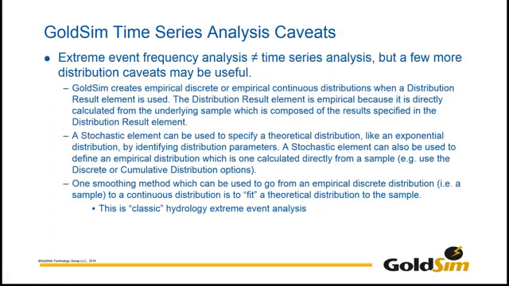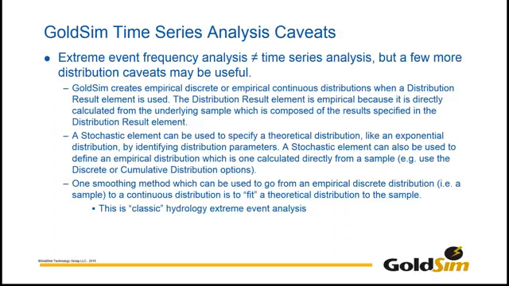When GoldSim uses the distribution result element, it is empirical, and I think that's important for thinking about extreme event frequency. With an extreme event analysis, you would usually want to fit a theoretical distribution to a sample. GoldSim isn't fitting a theoretical distribution, it's just estimating a distribution based on the sample with some smoothing. So basically all we really want to say there is it is a different procedure.